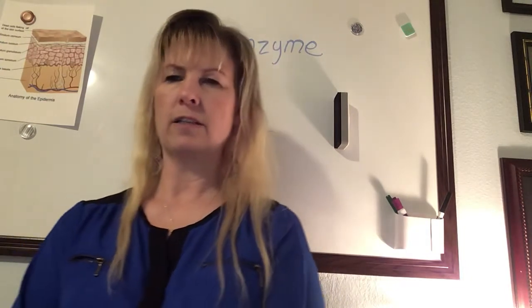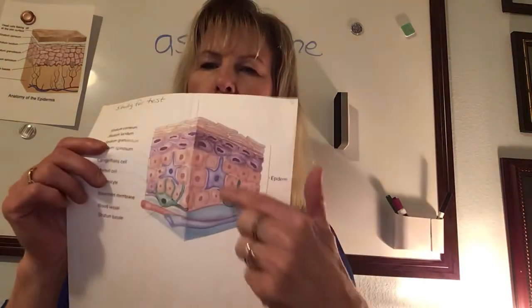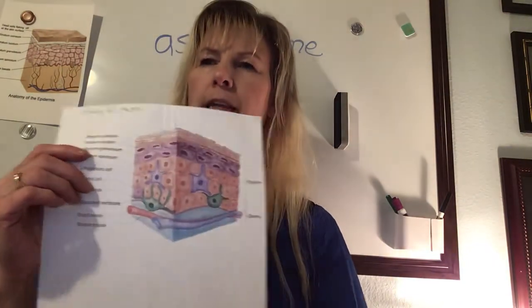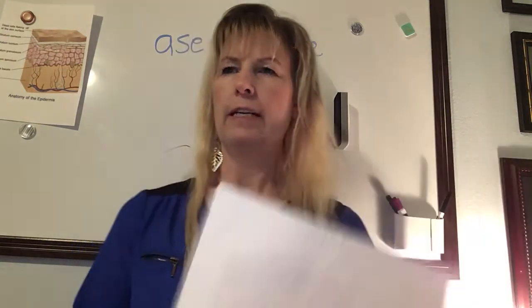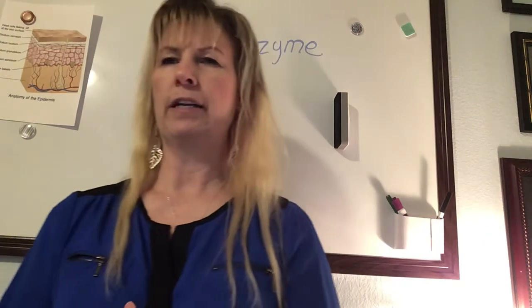The other cells are, like I told you, the melanocytes, your immune cells like your Langerhans, which is this star-shaped immune cell right here. And then you have the Merkel cells, which are your nerve receptors, and other things in there, but those are the main ones.